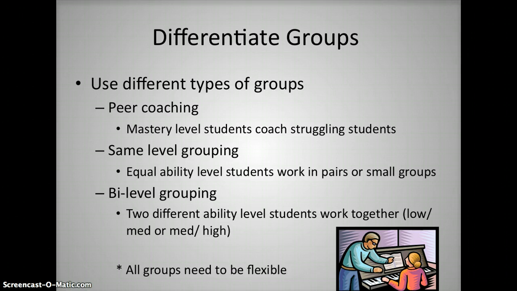You've got bi-level grouping, which is two different ability level students, like having your low with your medium or your medium with your high. And your groups do need to be flexible, because with testing, you may do a screener and it's going to change what you know, and if you notice somebody's really picked it up, they may need to move up to the next level, or if somebody's really struggling, they may need to move down. And this is also where data plays a big part in differentiating.